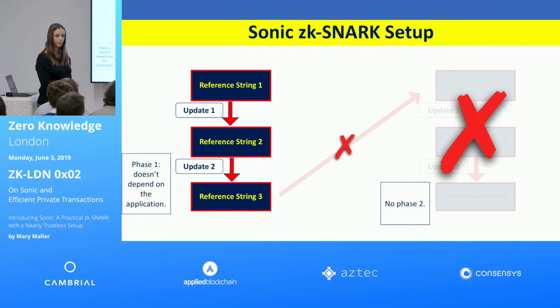So in Sonic, we just get rid of that second step entirely. And the first step looks very similar to the first step of prior zk-SNARKs, fairly similar to the Powers of Tau ceremony even. We just don't have a phase 2.